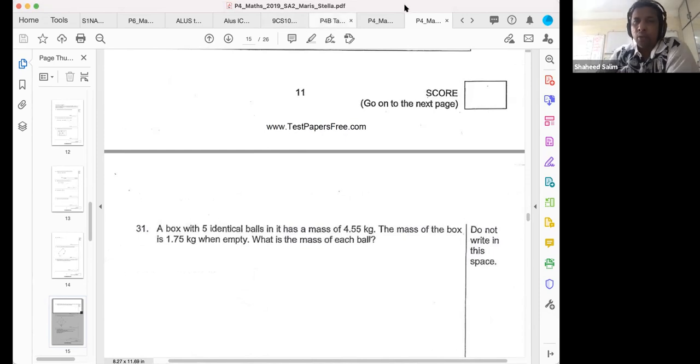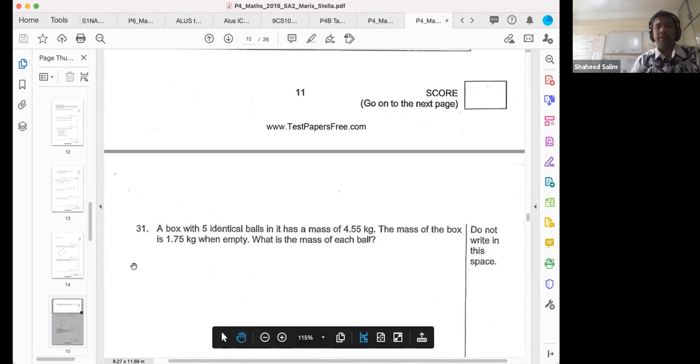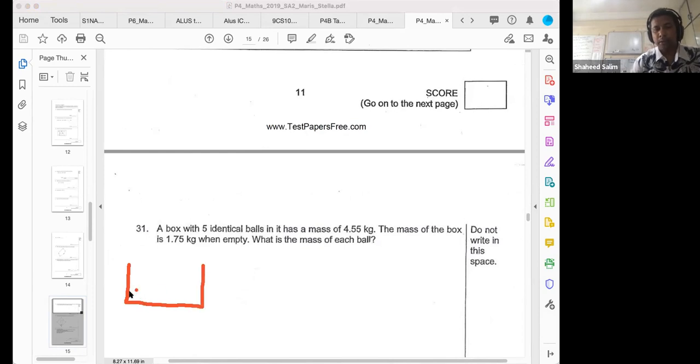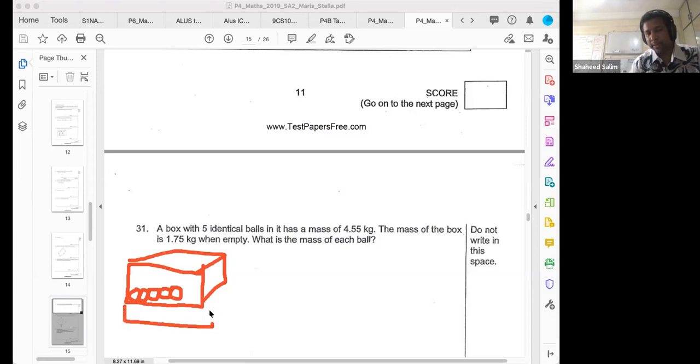So, if you don't understand, I'll draw. You are supposed to find one ball. How heavy is one ball? That's what they're saying. So, this is a box. In the box, there's 1 ball, 2 ball, 3 ball, 4 ball, and 5 ball. We can see this is the box, and then you put it on a weighing scale. The weight is 4.55 kg.